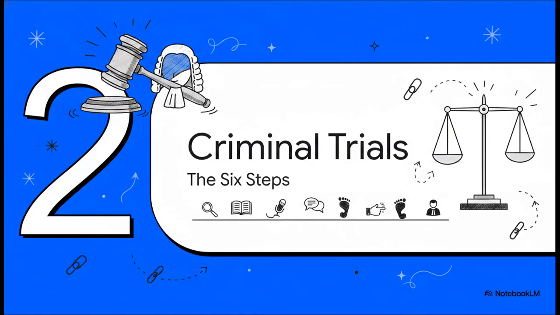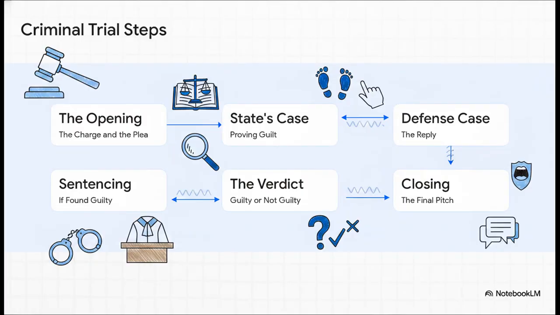Section 2, Criminal Trials, 6 Steps. So, now that we've got the big picture, let's head down that first path. We're going to unpack the 6 exact steps used to determine if an accused person is guilty beyond a reasonable doubt. Let's see how this actually builds across a trial.